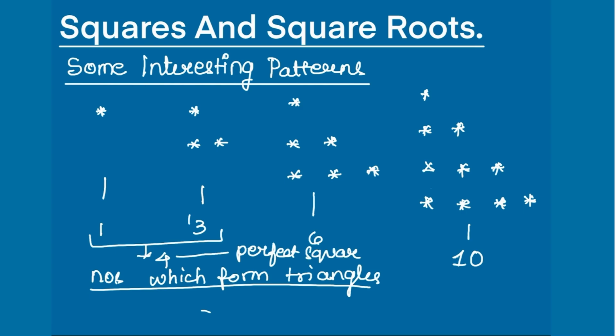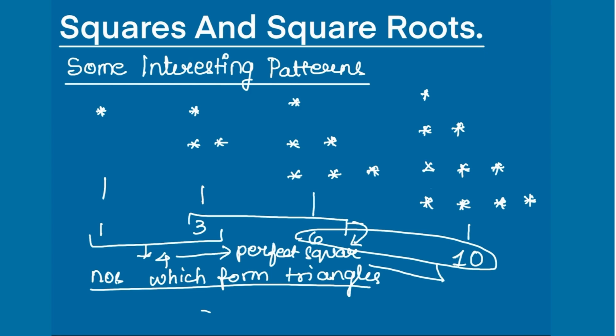Here I'm missing one. So, okay. So, next is 3 plus 6. If you say 3 plus 6, it is coming out to be 9, which is again a perfect square. Now, see these two, 6 and 10, they are also consecutive. So if you say 6 plus 10, 16, which is again a perfect square.